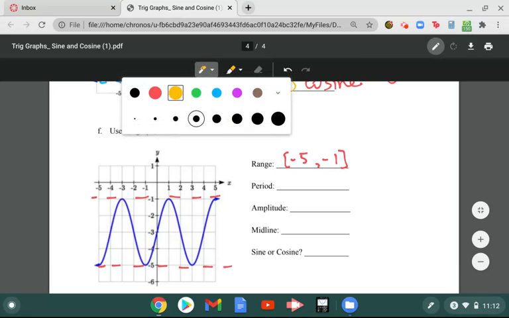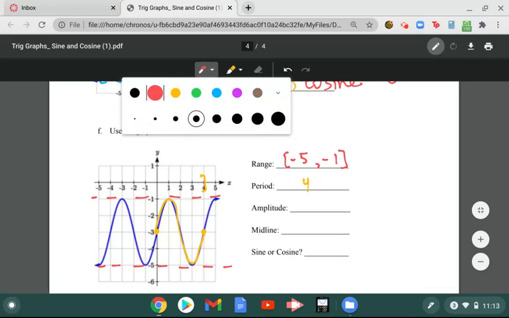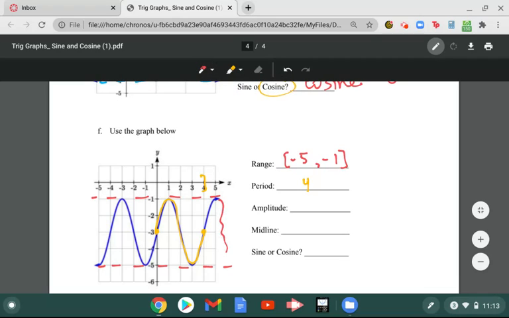Period. So I am going to start this shape here, and I can draw out the entire shape, and I end it right here. So that tells me that my period goes to 4. So my period is 4. It doesn't have to have a pi in it, but I do repeat that in an interval of 4. Okay, so amplitude. So for the amplitude, I'm going to take the entire height, which is right here, -1 to -5. My entire height is 4, and divide that by 2. So my amplitude is equal to 2.